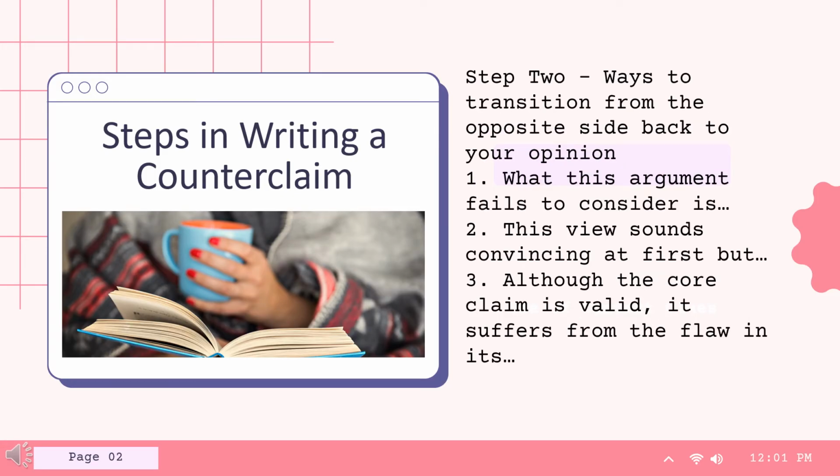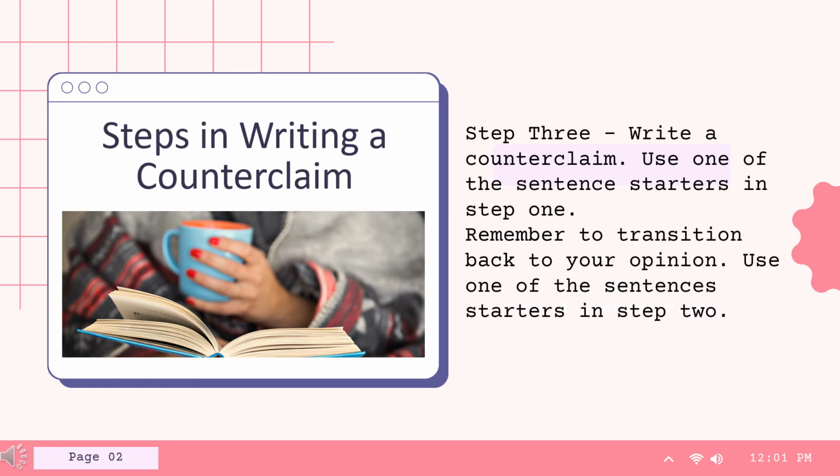Step 2, ways to transition from the opposite side back to your opinion. You may simply use the following phrases: what this argument fails to consider is, this view sounds convincing at first, but, although the core claim is valid, it suffers from the flaw in its. And in step 3, you're just going to combine steps 1 and 2, and of course, indicate your counterclaim.